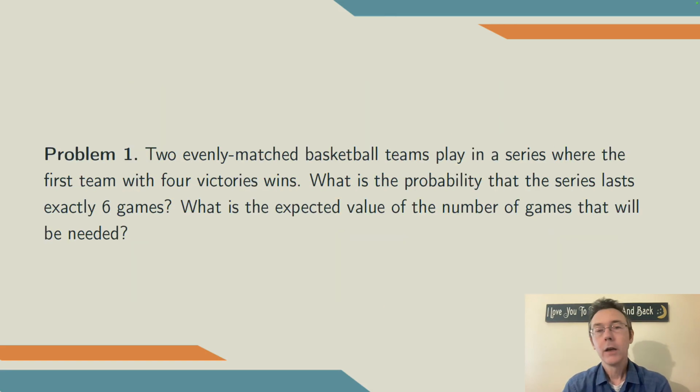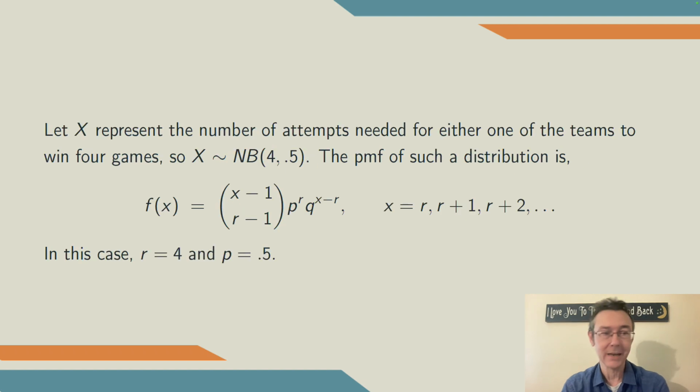Number 1. Two evenly matched basketball teams play in a series where the first team with 4 series wins. Like, the NBA Finals or something. What's the probability that the series lasts exactly 6 games? What's the expected value of the number of games that will be needed?